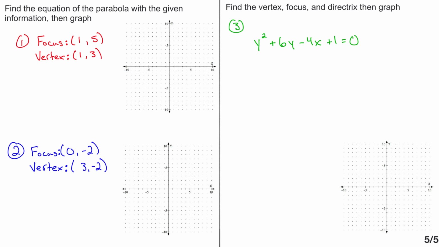Problem number 1. We have a focus at (1, 5). Remember, focus is written with an X. So I'm going to go right 1, up 5. There's the focus. I have a vertex at (1, 3). Right 1, up 1, 2, 3. So here's my vertex. And one of the things that we know is that the distance from the vertex to the focus, which is a distance of 2 in this case, is the same as the distance from the vertex to the directrix. If I go down 2, this is where my directrix is going to be. So I now also know where the directrix is.